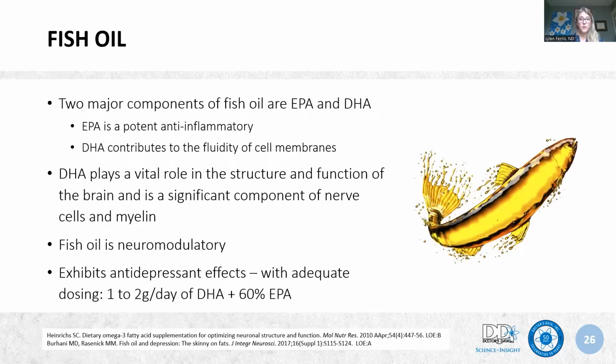So there are two major components of fish oil, EPA, which is very anti-inflammatory, and DHA, which provides fluidity to cell membranes, and so it's vital to brain and nervous system function. Inflammation often underlies chronic health issues, and it's been associated with depression specifically, so fish oil can have antidepressant effects.